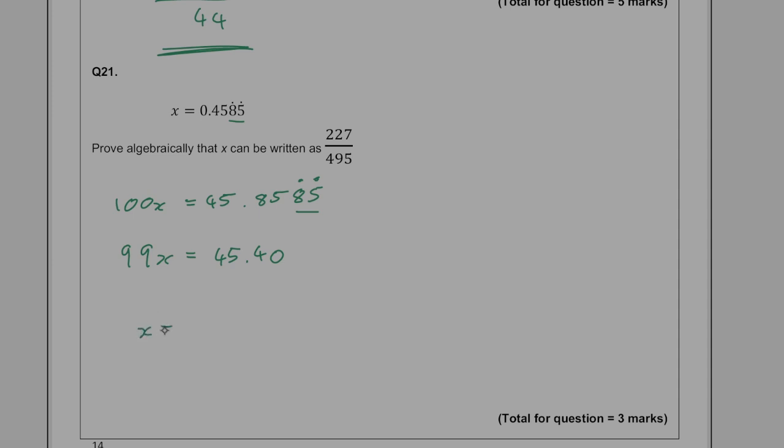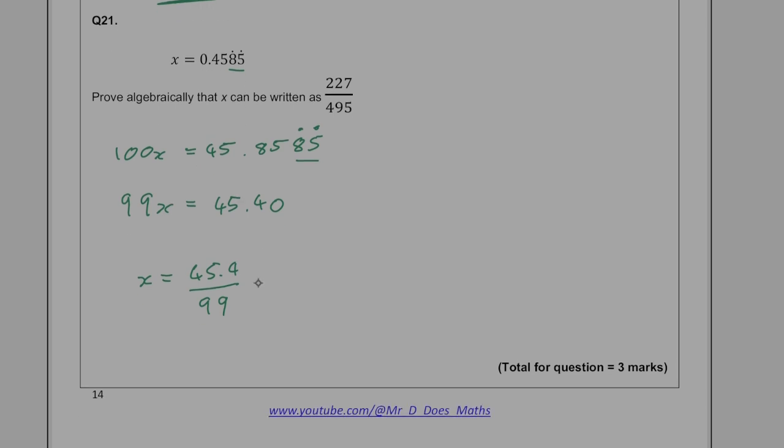So x is going to be equal to 45.4 divided by 99. The 0.4 is not a particularly easy one to get rid of, so I'm going to get rid of the decimal first of all by timesing the numerator and denominator by 10. So x is equal to 454 divided by 990. I'm then going to halve both numbers. So that would give me 227 over 495, which is what we were asked to show. So there we go.